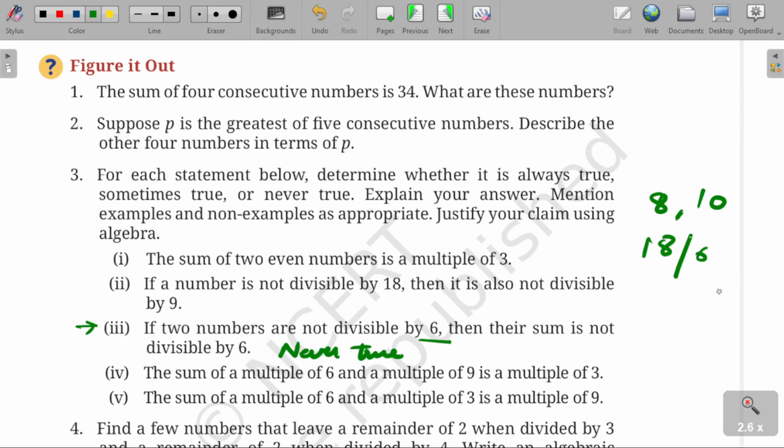You can take any other example as well, like any counter example like this, 10 and 13. 23 is not divisible by 6. And their sum, yeah, 10 and 13 both are not divisible by 6 and their sum is also not divisible by 6. So this is never true.